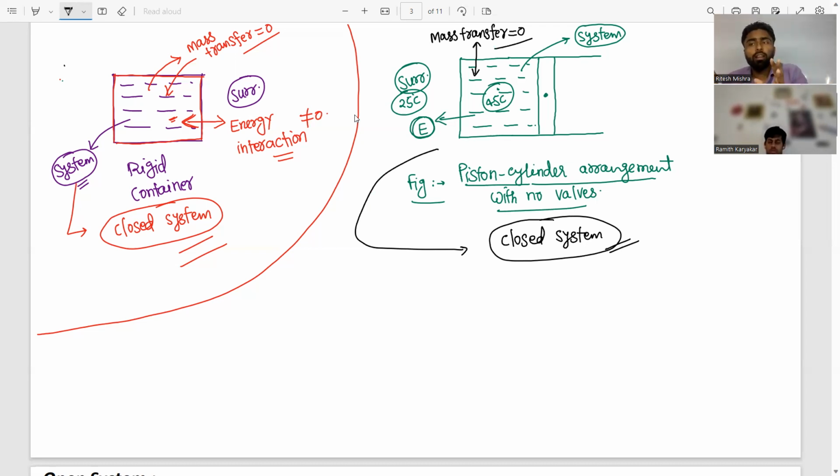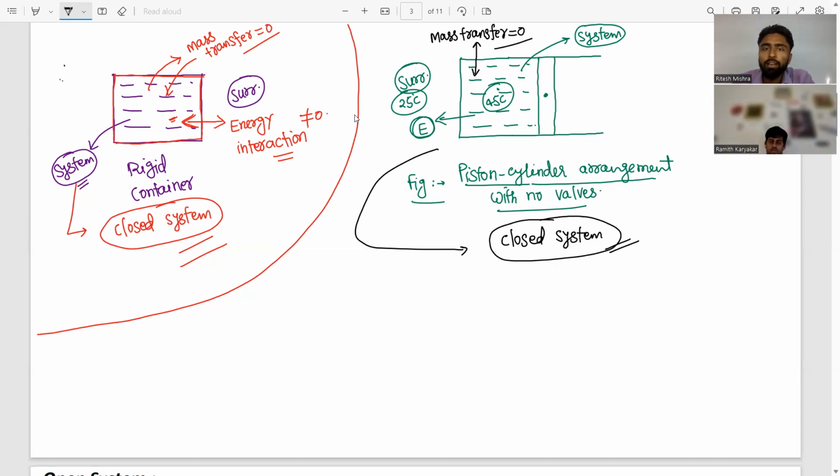In any device, when you see there is no mass transfer between the system and surrounding, but energy transfer occurs between system and surrounding, then that type of system is called a closed system.